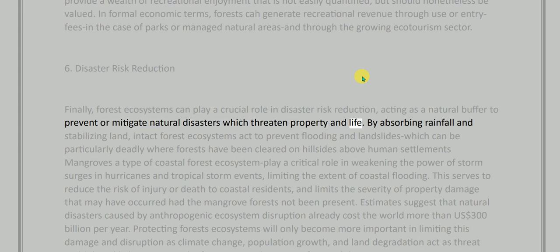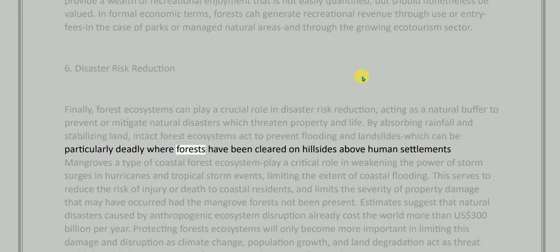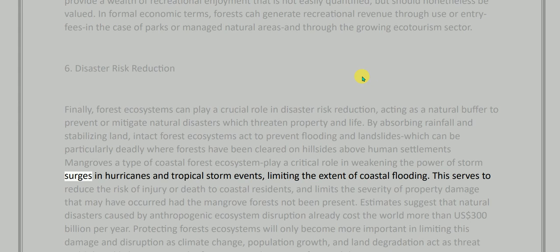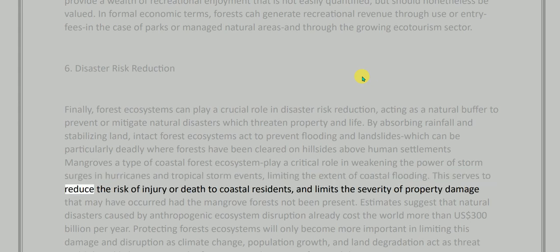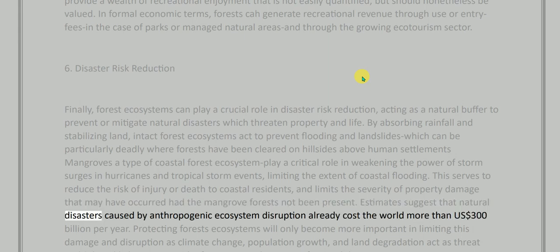By absorbing rainfall and stabilizing land, intact forest ecosystems act to prevent flooding and landslides, which can be particularly deadly where forests have been cleared on hillsides above human settlements. Mangroves, a type of coastal forest ecosystem, play a critical role in weakening the power of storm surges in hurricanes and tropical storm events, limiting the extent of coastal flooding. This serves to reduce the risk of injury or death to coastal residents, and limits the severity of property damage that may have occurred had the mangrove forests not been present. Estimates suggest that natural disasters caused by anthropogenic ecosystem disruption already cost the world more than $300 billion per year.